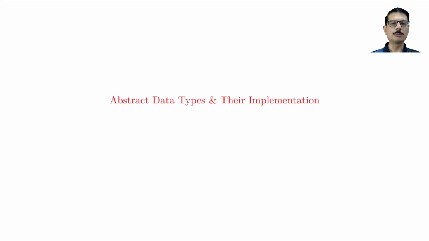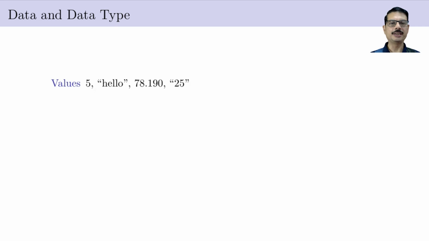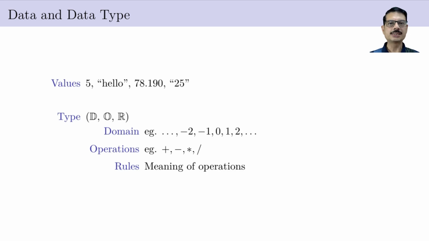So before we talk about ADTs, let us start with the basics, data and data types. You are familiar with values such as integer 5, string hello, floating point 78.190, string 25, etc. A data type is defined by three things. The domain, which is the set of possible values. Second, the operations you can perform. And the third is the rules that define what those operations mean.